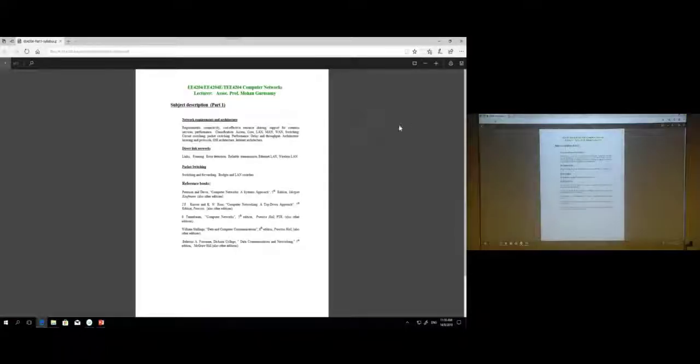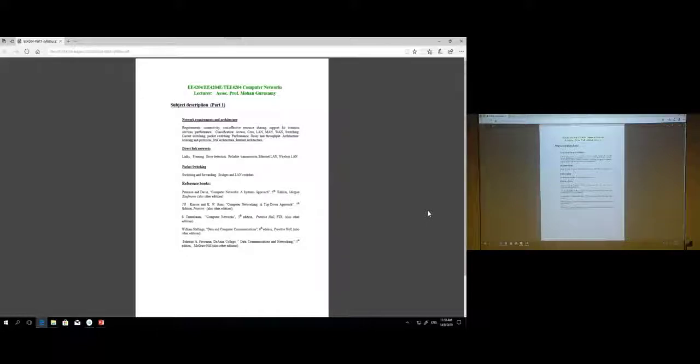Looking at the syllabus for my part, it should be available on the IVLE or Luminus. You can see that there are a few reference books listed for this. We will be following mostly the first 2 books, Peterson and Davie, and also the second book by Kurose and Ross. Of course, these 2 books have different approaches. One is a bottom-up approach, the other one is a top-down approach.